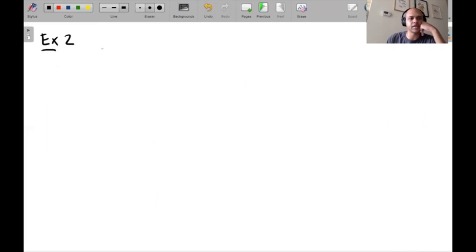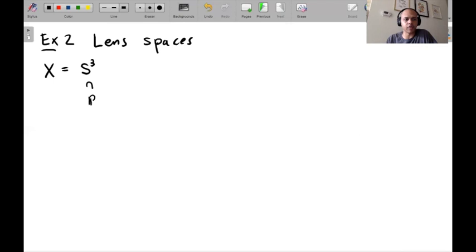So this is a new collection of spaces that we haven't seen before. These are called lens spaces. They're obtained as orbit spaces for a group action on the three-dimensional sphere, the unit sphere in R4. But for this construction, it's useful to think of R4 as C squared.